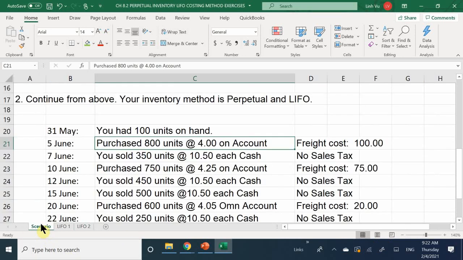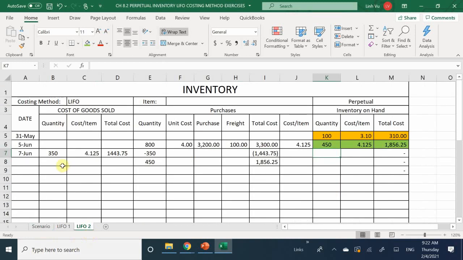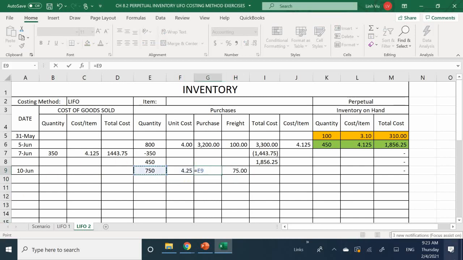Then what has happened next on June 10? Purchase. Yes, we purchased an additional 750 items at $4.25 each with a freight of 75. So 750. What is my total purchase price here? 3,187.50. 3,187.50 plus $75 freight gives me my grand total of 3,262.50. Good.